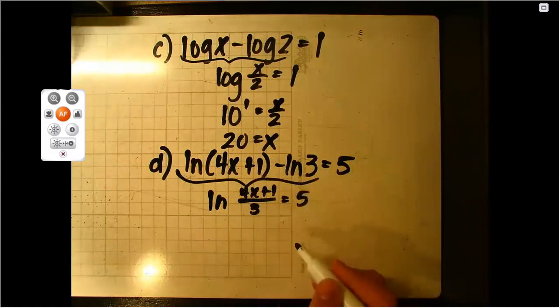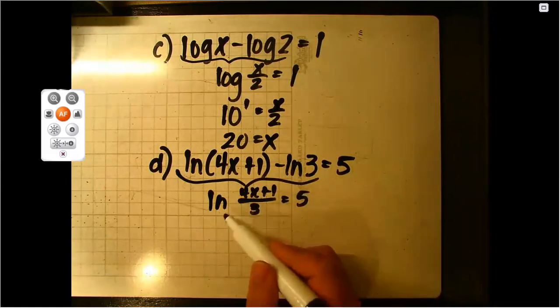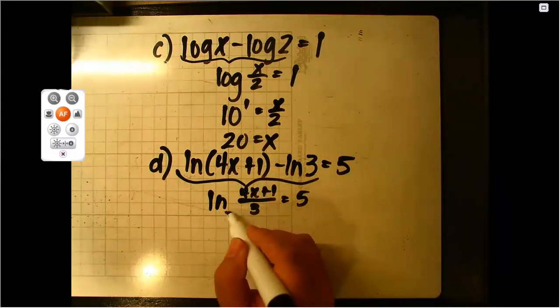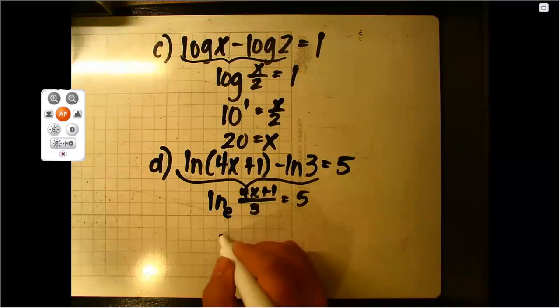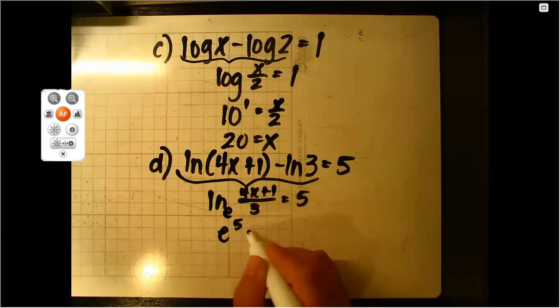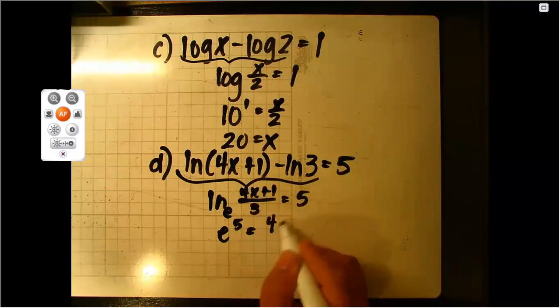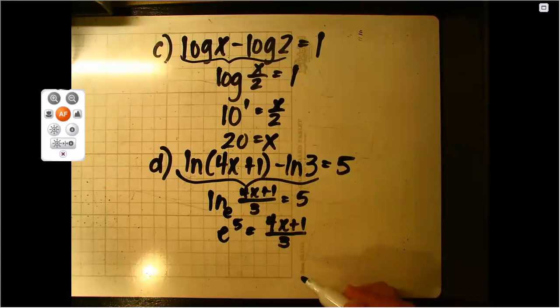All right, and then I want to switch to an exponential, but remember with natural log, it always has base e. So that means I have a little e here that you don't have to write. So I'm going to start at my base, go around the world, and come back. So I end up with e to the 5th equals this whole thing, 4x plus 1 over 3. Now, whenever we're working with e, we usually just leave it as e because it's an irrational number. So if I plug it in, I'm going to get a decimal that I'd have to round.